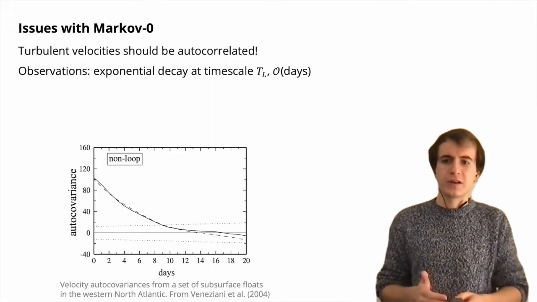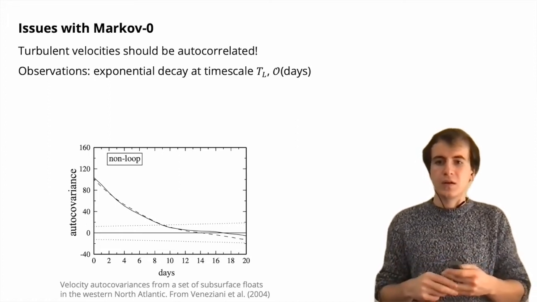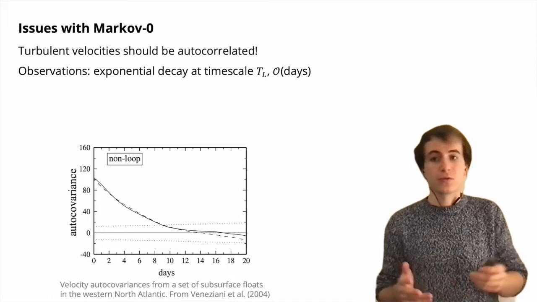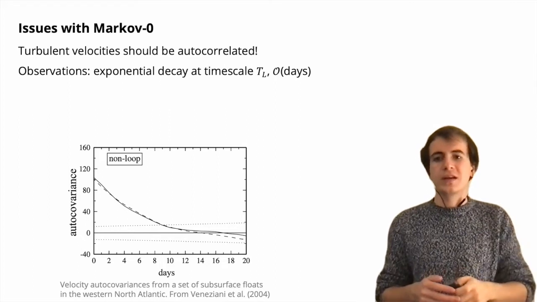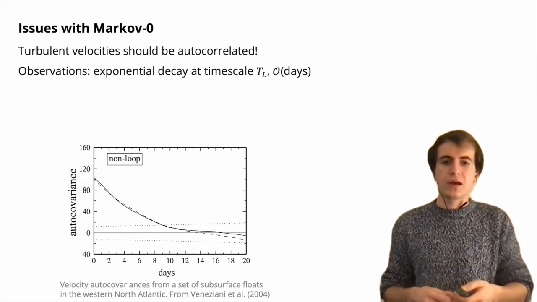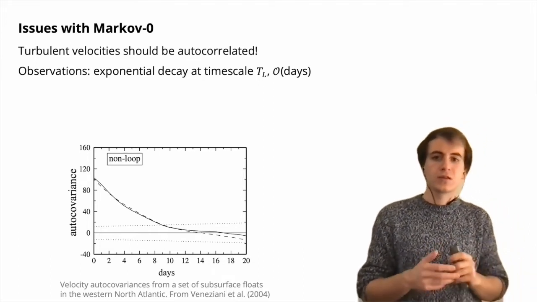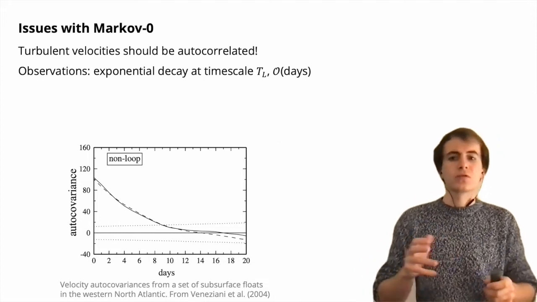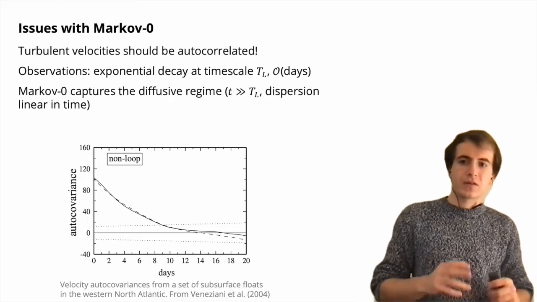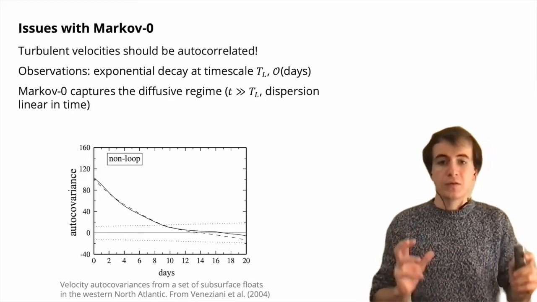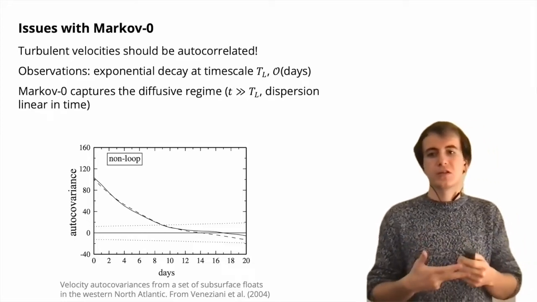This is also what we see in observations. Here you see the autocorrelation in velocity of subsurface floats in the western North Atlantic, and we see that the autocorrelation slowly, or exponentially, decays over time. This happens with a decay timescale TL. TL is also referred to as the Lagrangian timescale. And this happens on the order of days or maybe a week or so. So Markov 0 captures the diffusive regime, which is valid for times much larger than this Lagrangian timescale.